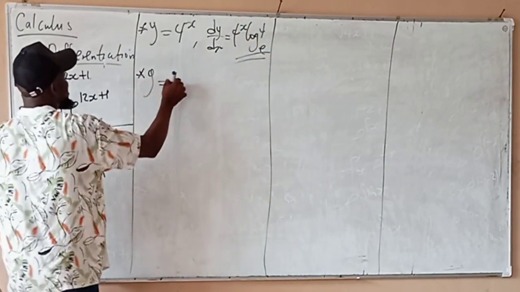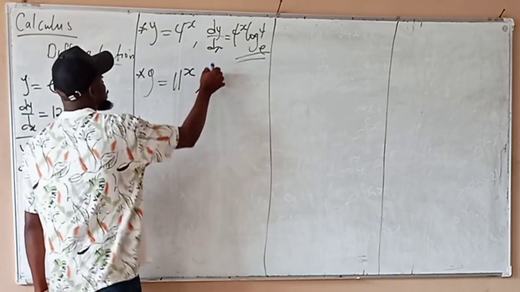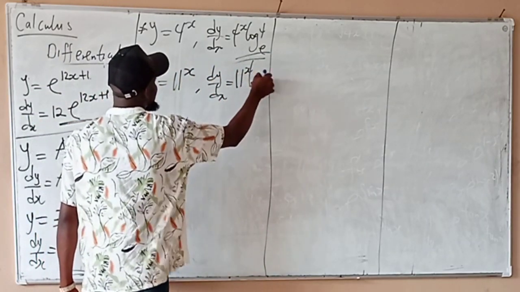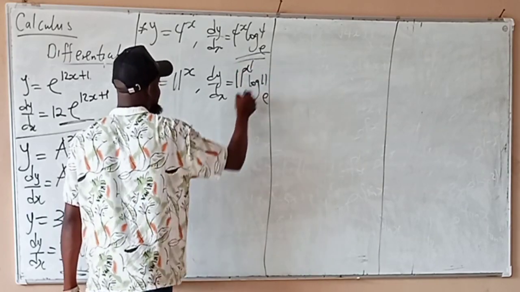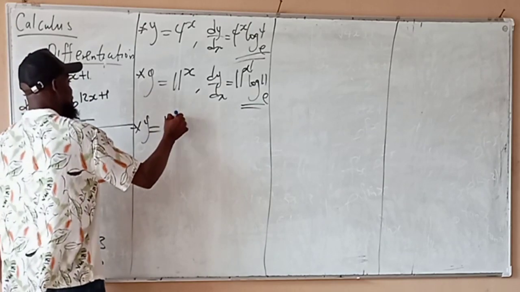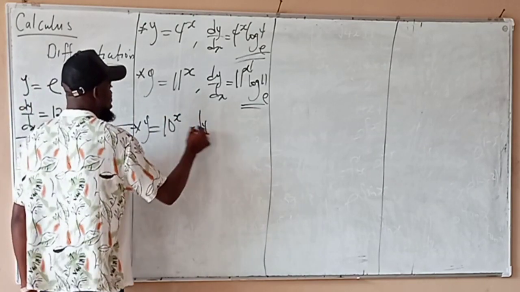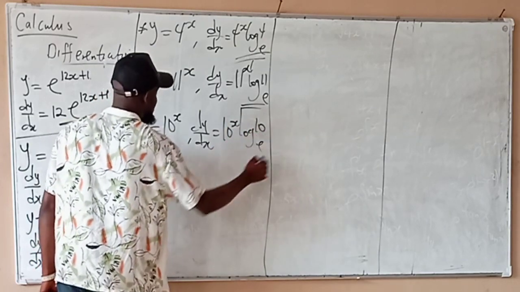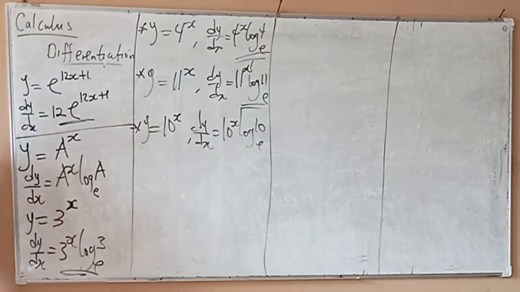If y is equal to 11 raised power x, dy over dx will be what? 11 raised power x log 11 to base e. Answer. If y is equal to 10 raised power x, dy over dx will be what? 10 raised power x log what? 10 to base e.